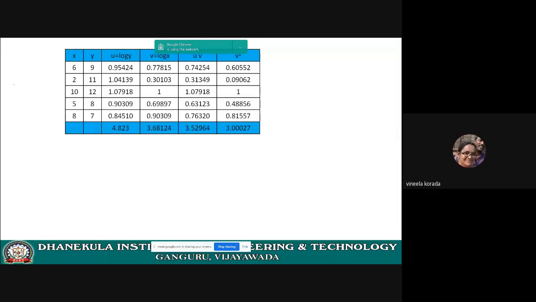V is 3.68124, sigma UV is 3.52964, and sigma V square is 3.00027. Is this the answers you're having?